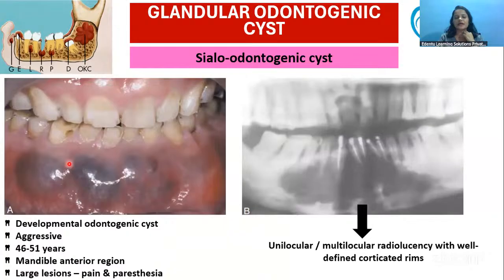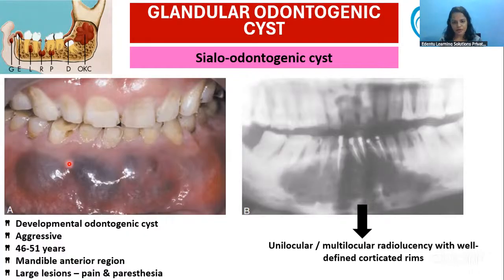Then the next one is the glandular odontogenic cyst. Glandular odontogenic cyst is not commonly asked in the university examination, but here I am mentioning it because it is an important and aggressive cyst. An aggressive odontogenic cyst. That's why I am mentioning it.